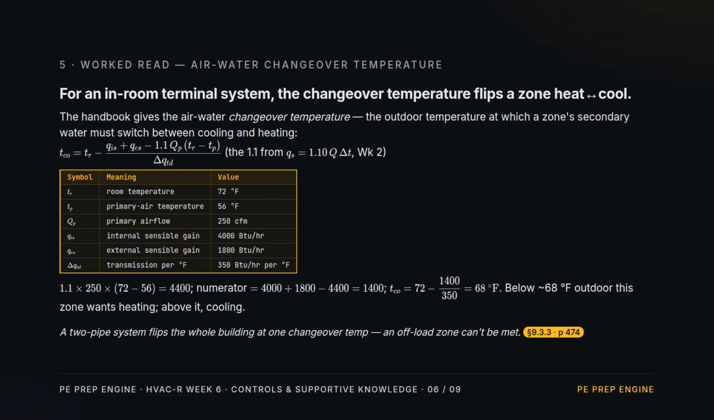Concept 5. A worked read on the air-water changeover temperature. For an in-room terminal system, the handbook gives the outdoor temperature at which a zone's secondary water must switch between cooling and heating. Plug in the givens. The primary air term comes to 4400, the numerator to 1400, and the changeover temperature works out to 68 degrees. Below that, this zone wants heating. Above it, cooling. In a 2-pipe system, the whole building flips at one changeover temperature, so a zone needing the opposite mode simply can't be satisfied.